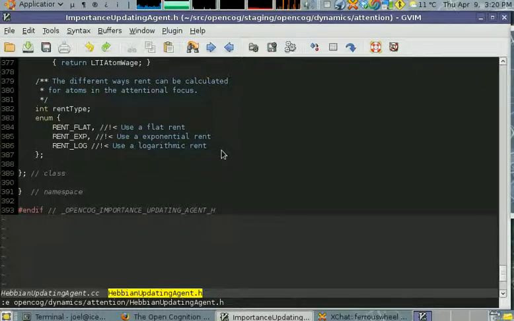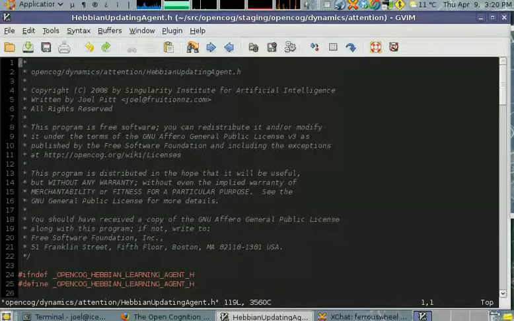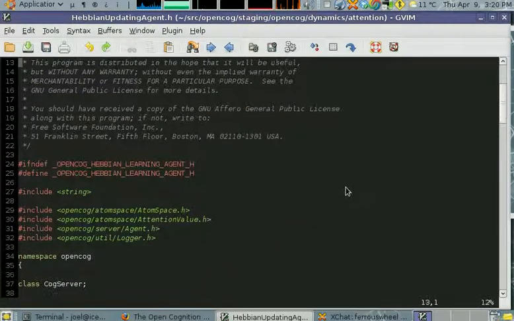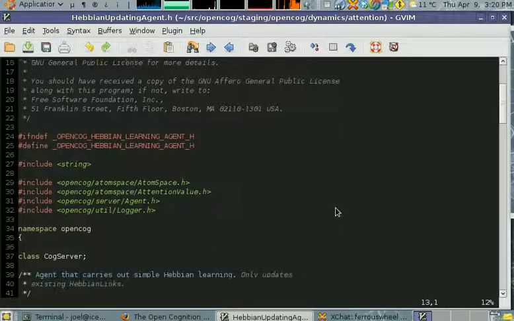Hopefully I'll have that done and you can skip ahead to that if you just want to see things in action, but first I'm going to go through and explain each of these mind agents that are involved. So the one I'm going to talk about now is the HebbianUpdatingAgent, and this works out what the truth values are of Hebbian links between atoms.